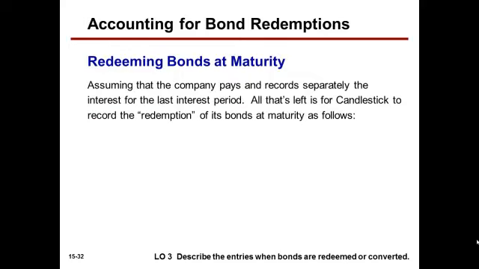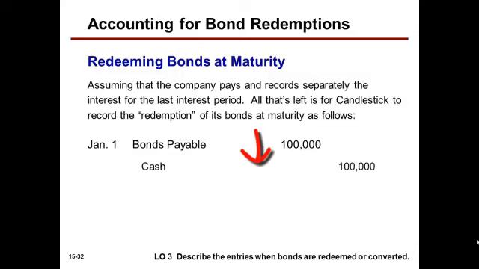Let's make the entry to redeem the bonds at maturity when they're issued for a premium. Again, assuming that along the way we've made all the interest expense and amortization entries, including the last interest period. So all that's left for Candlestick is to record the redemption of its bonds at maturity as follows. January 1st, debit bonds payable, $100,000, decreasing that account. Credit cash, decreasing that account.